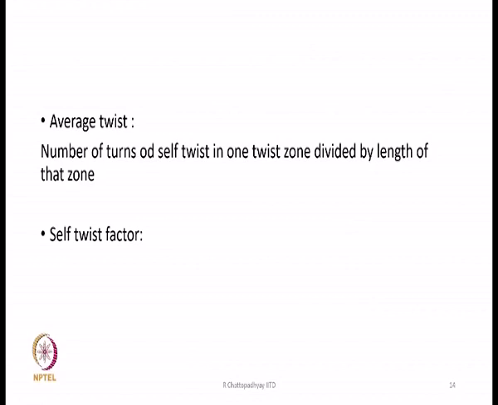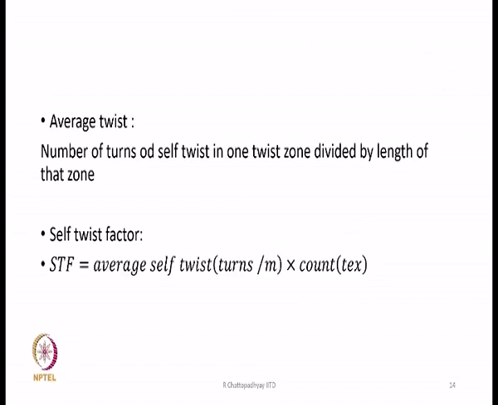The average twist is the number of turns of self twist in one twist zone divided by the length of that zone. So, twist calculation we all know how to do. And the self twist factor is the average self twist turns per meter into count tex. So, this is basically a tex twist factor which you will get, and typically the twist factor for self twisted yarn is around 1540 for 100% wool yarn. A typical value is given here, so that we get some idea what kind of twist factor could be there in the case of wool yarns.